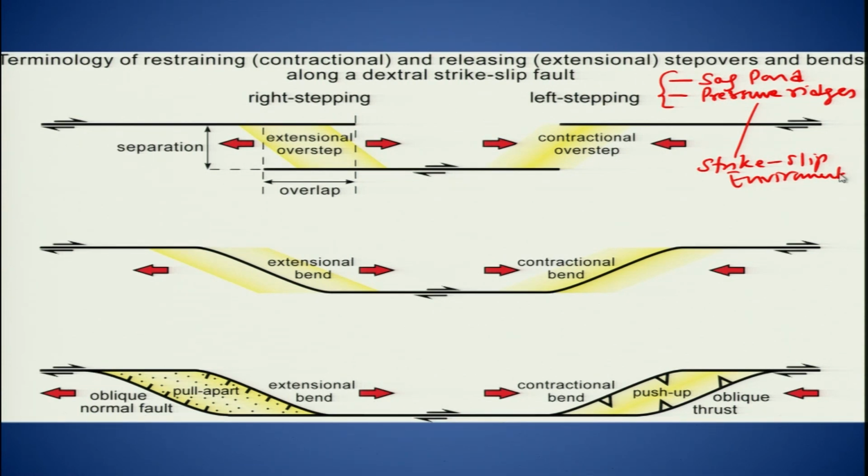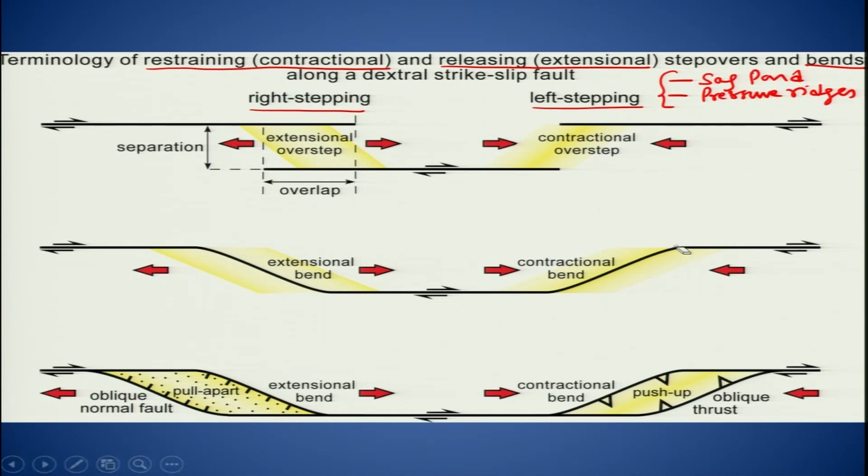Now how are they actually formed? If you have step overs, right stepping or left stepping, so if you have faults which step over, it will result in the formation of either a restraining bend or a releasing bend. Restraining will be your contractional compression and releasing is your extension. Suppose you take this example which has been given here very clearly, but let us draw it and see what exactly happens.